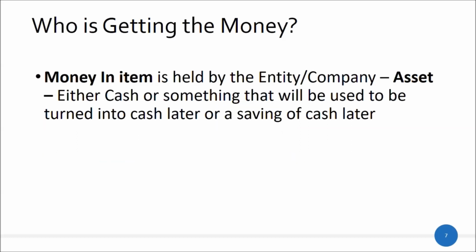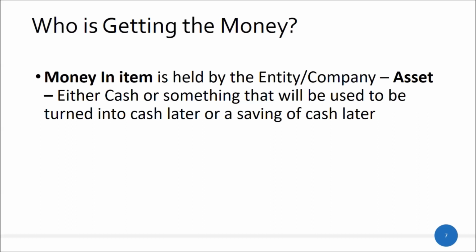So who's getting this money? Well, we've already gone through this a little bit. Money held by the company is going to be an asset. That's going to be either something that the company actually has as cash now, physically within its bank account, or alternatively something that it can turn into cash. So something like stock that it's going to sell and turn into cash. Something like its debtors who are going to pay off their debts, and that's going to be cash.